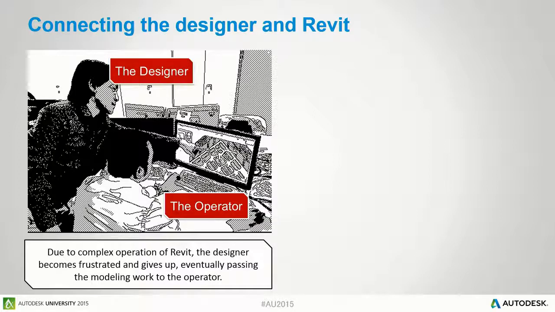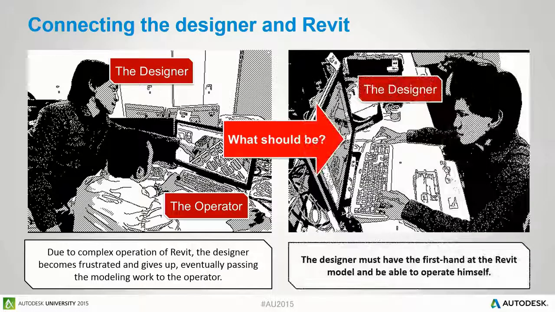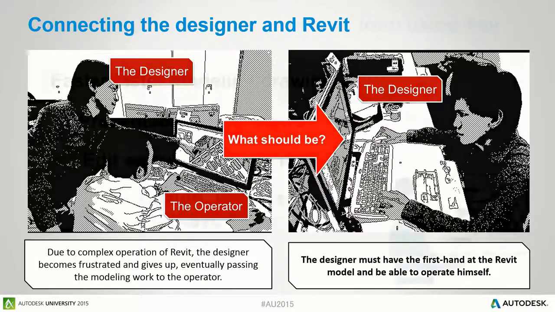So what we think should happen is that the designer must have the first hand on the models and must be able to operate himself. Having this in mind, we had come up to a solution by which we welcome the designers openly. And this is to create a new template, because templates are the first objects that the user communicates with Revit.